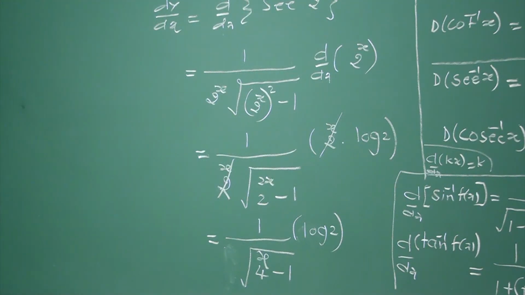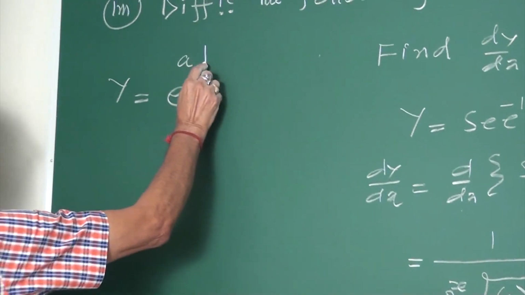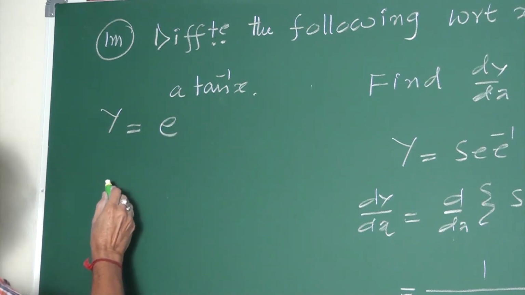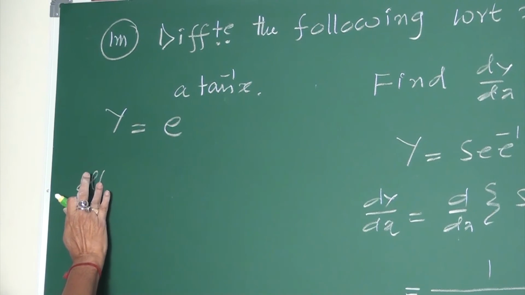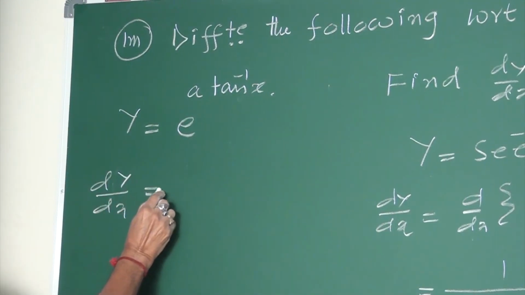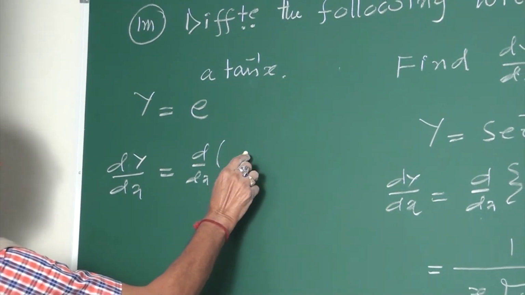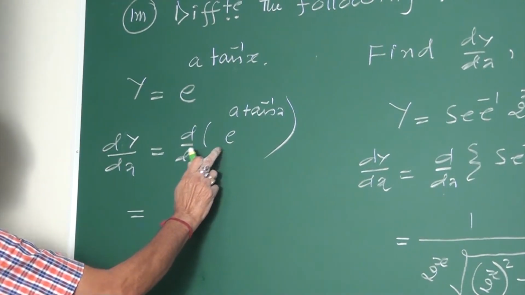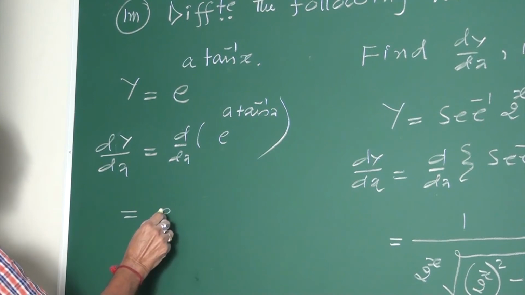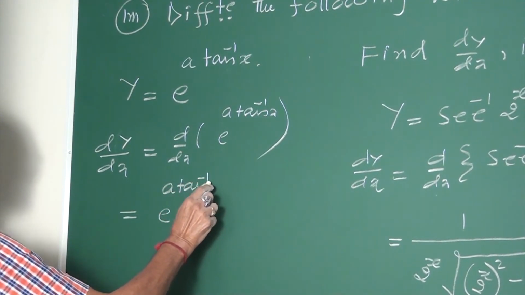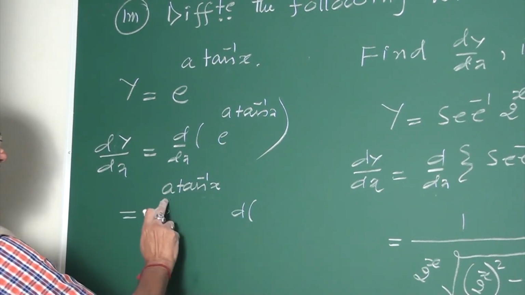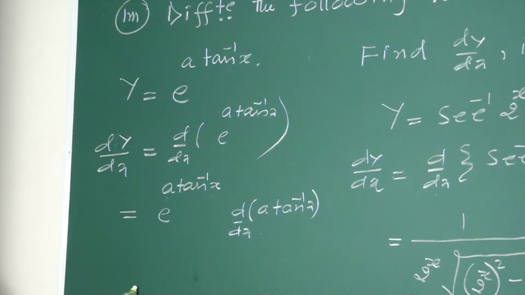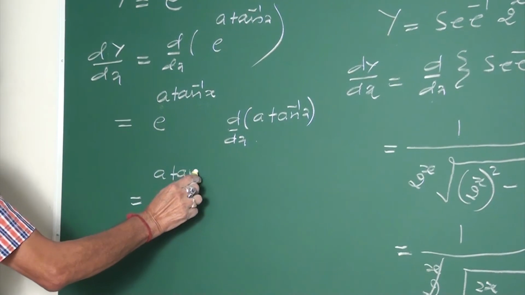Next is y equal to e to the power a tan inverse x. Differentiate: the derivative of y with respect to x. As a supportive step, it is d by dx of e to the power a tan inverse x. Yes, my friend. The derivative of e to the power f is e to the power f as it is, into the derivative of the power, a tan inverse x, with respect to x.